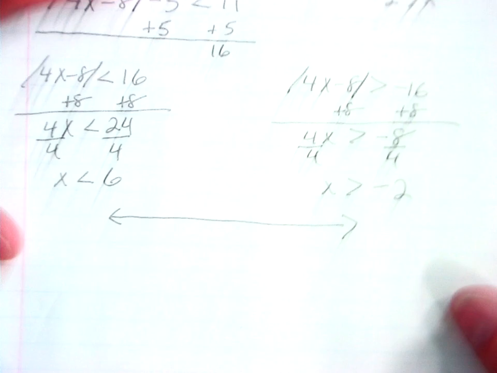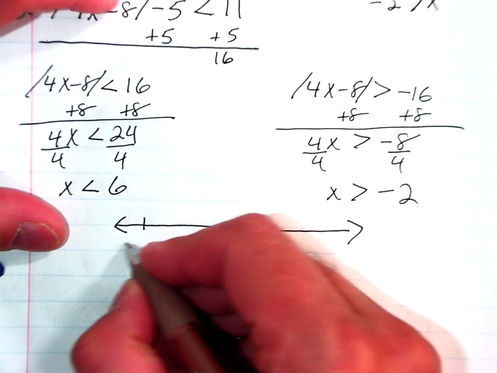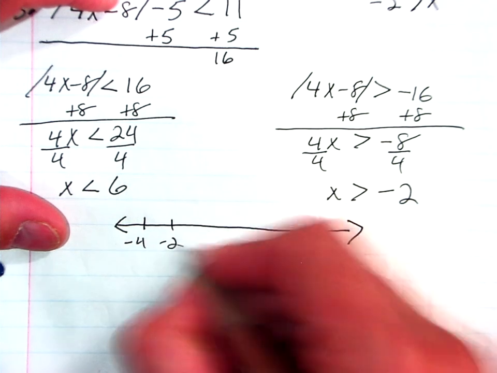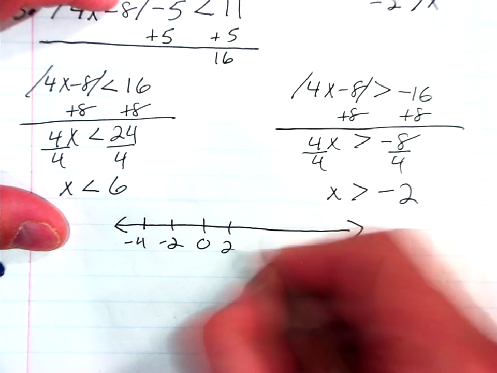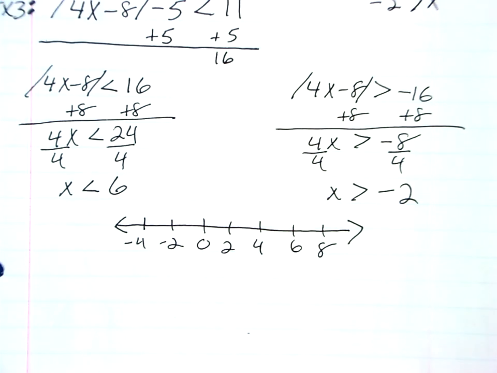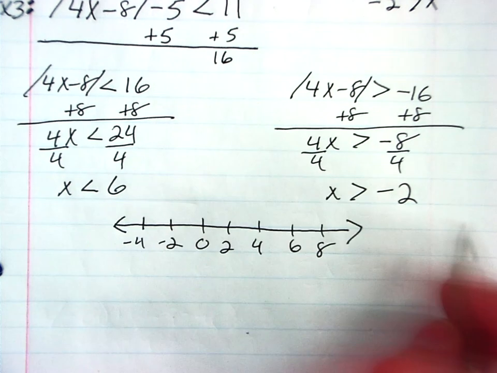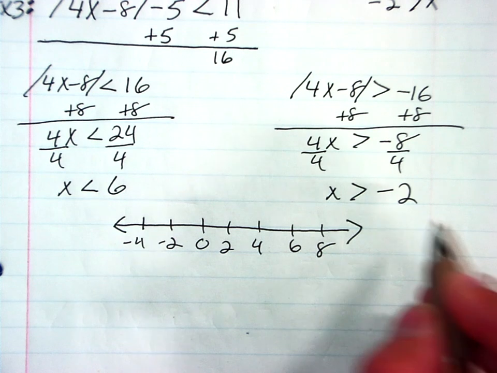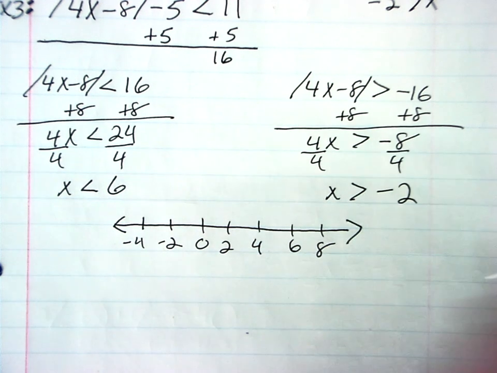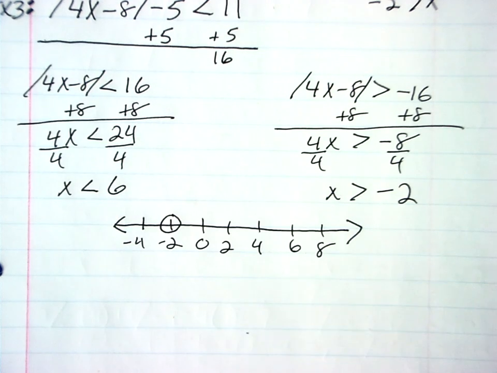All right, so let's go back to graphing this. I'm going to start at negative 4, negative 2, 0, 2, 4, 6, 8. What's my smallest number on there? Well, I misspoke. Which answer is smaller, negative 2 or 6? So I'm going to go to negative 2. I circle it. Do I shade it in? No, because there's not a line under it.